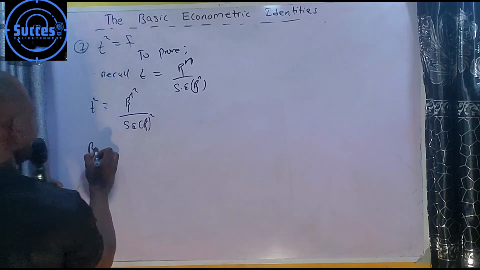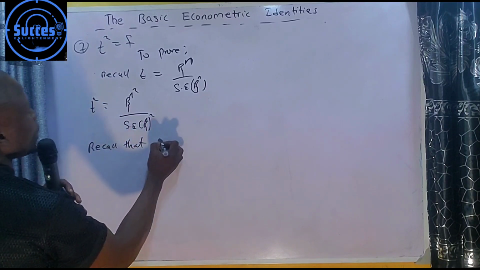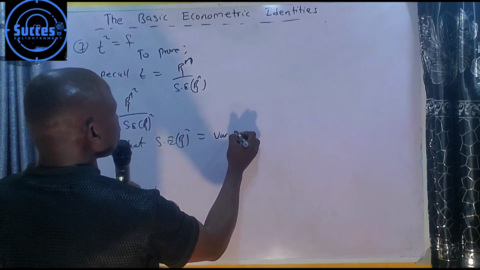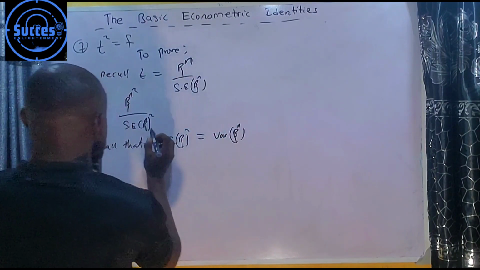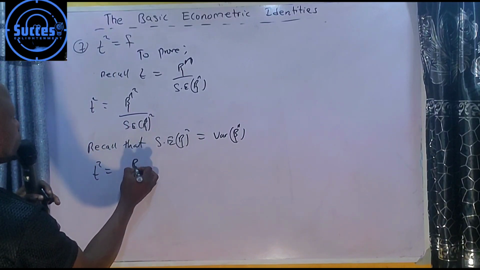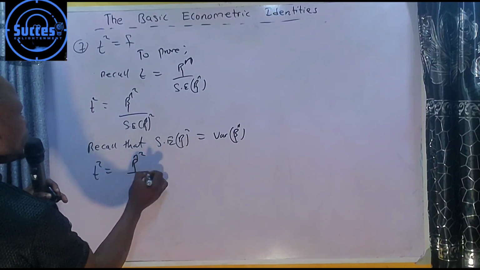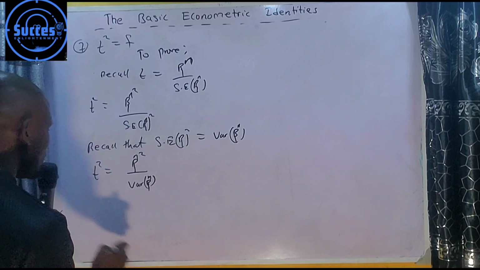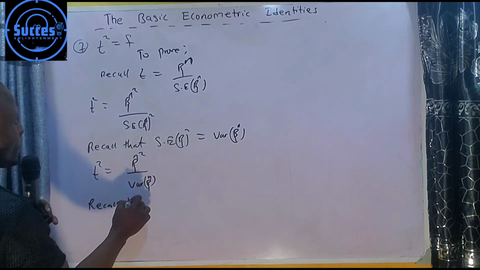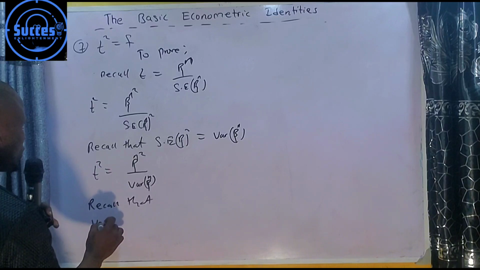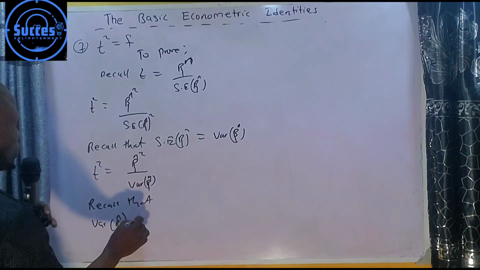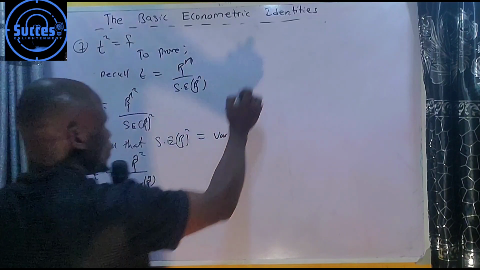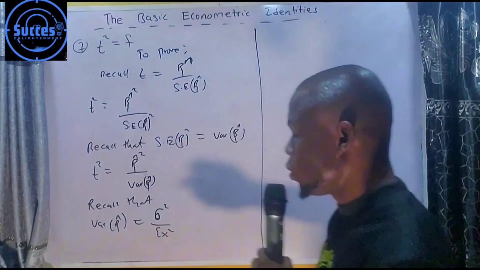Now recall that the standard deviation of beta cap square is written as the variance of beta cap. So therefore our t square equals beta cap square all over the variance of beta cap. Now we still have to recall that our variance of beta cap equals sigma square all over summation x square.